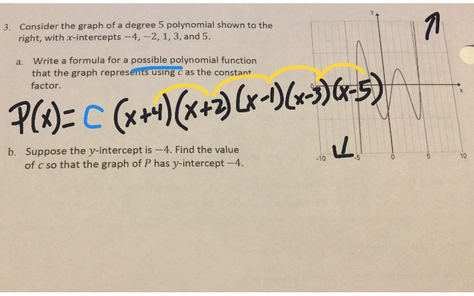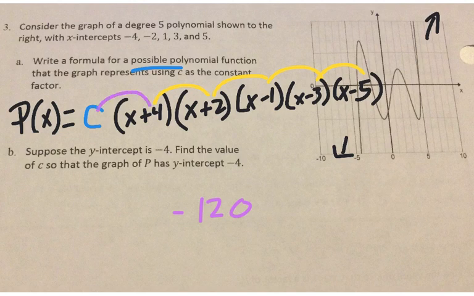So anyways, let's multiply it and see what we get. 4 times 2 is 8. 8 times negative 1 is negative 8. Negative 8 times negative 3 is 24. And 24 times negative 5, that would be negative 120. So at the moment, the y-intercept is negative 120.